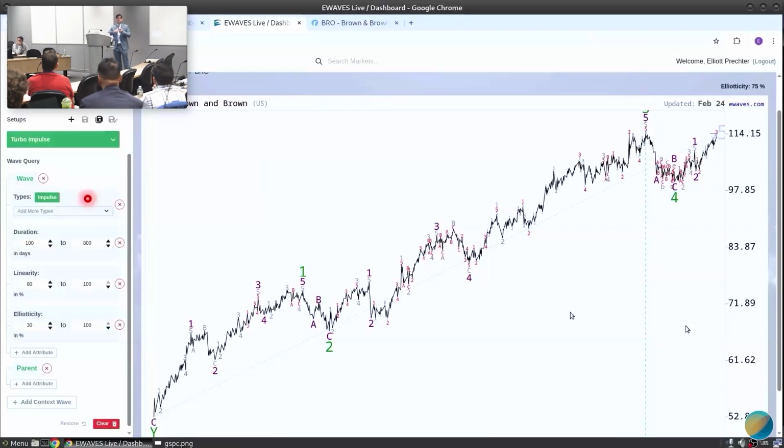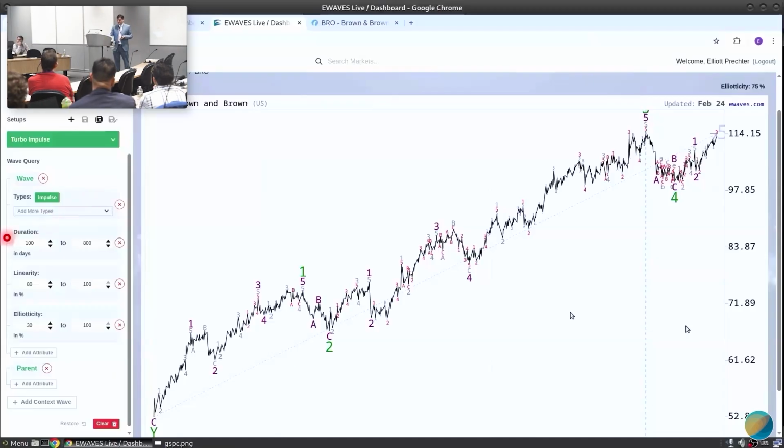Because remember, impulses are the waves that make progress. Okay, so if you're a directional trader, you're going to want impulses. I had one person tell me that they were more interested in triangles and sideways moves because they wanted to sell time premium with options. But I think that's rare. I think most people want impulse waves.